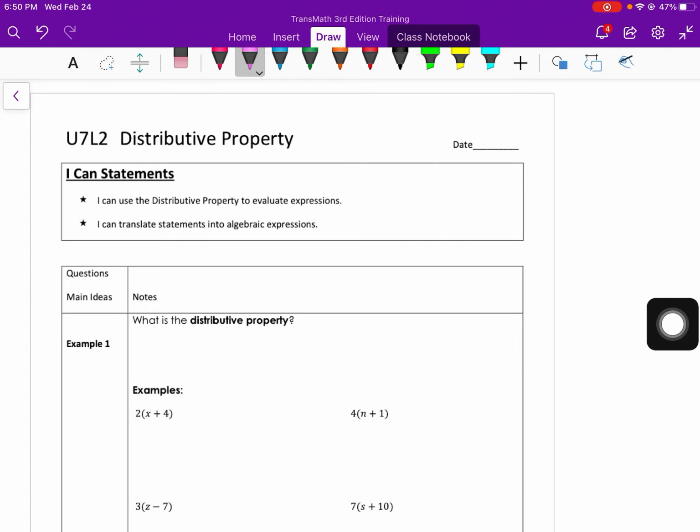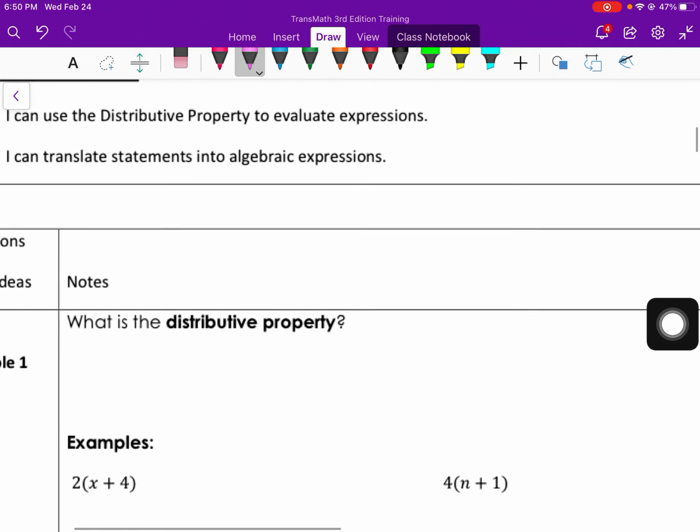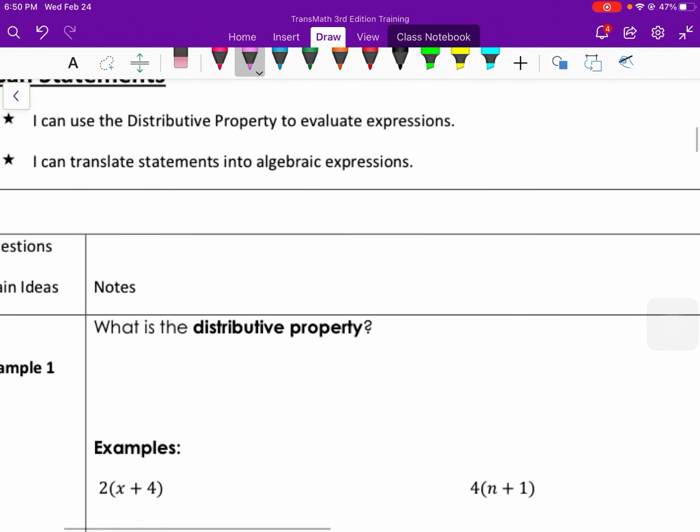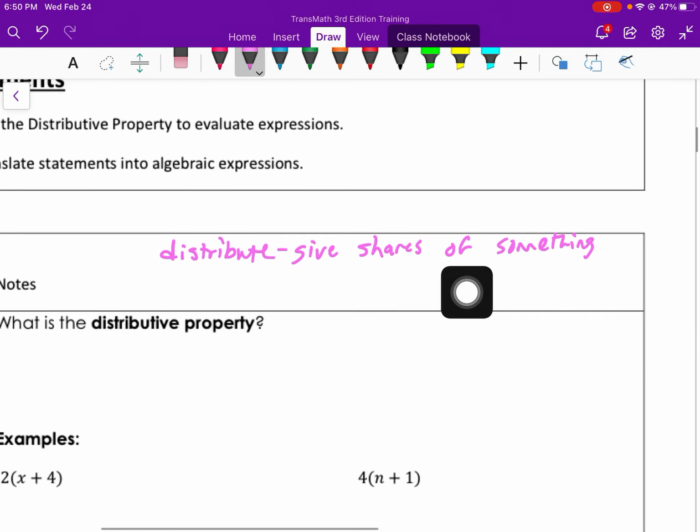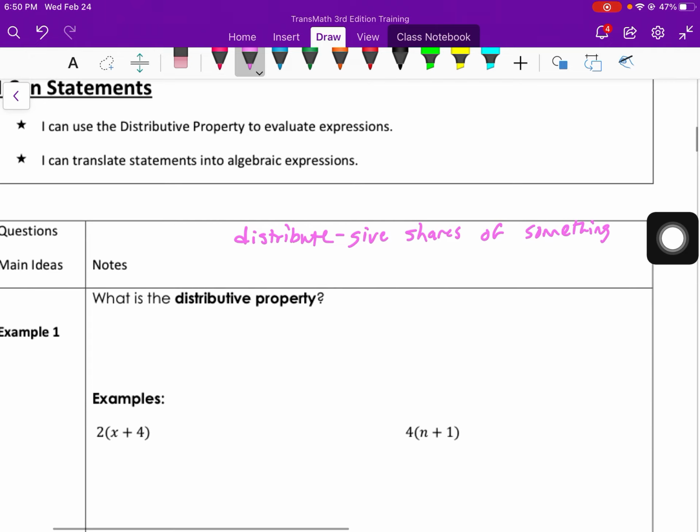But before that, I want to write down in the notes what it means to distribute. Distribute. This means to give shares of something. So when we say give shares of something, we're giving part of a whole. We're sharing out part of something. So what is the distributive property?